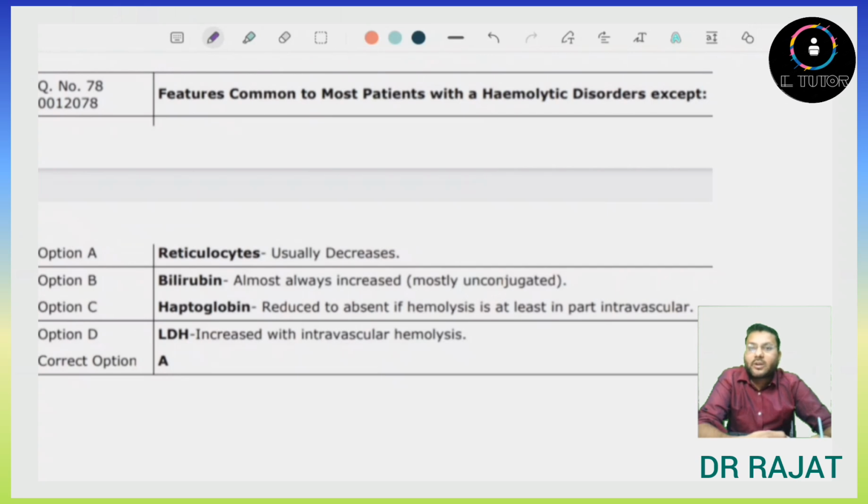Next question is feature common to most patients with hemolytic disorders except. So reticulocytes usually decrease. This is not true. We know that in hemolytic disorders, reticulocyte count increases. Bilirubin almost always increases and is mostly unconjugated. This is true. Haptoglobin is reduced to absent if hemolysis is at least in part intravascular. This is also true. Haptoglobin is decreased. LDH increases with intravascular hemolysis. This is also true. So here option A, which is reticulocytes usually decrease, is the wrong option because we know that in hemolytic disease, reticulocyte count increases.